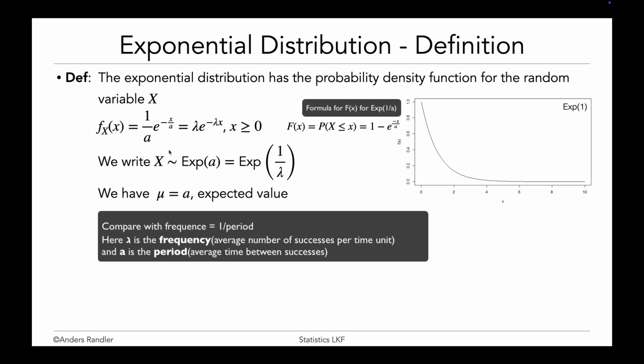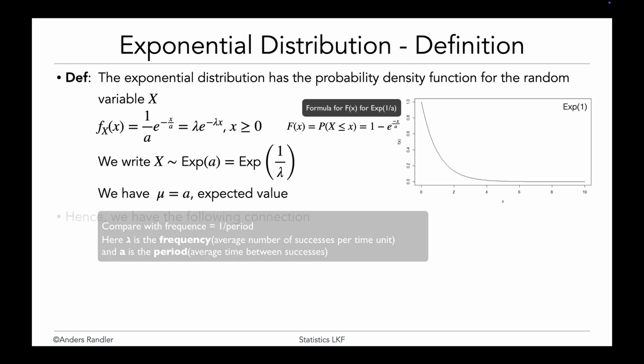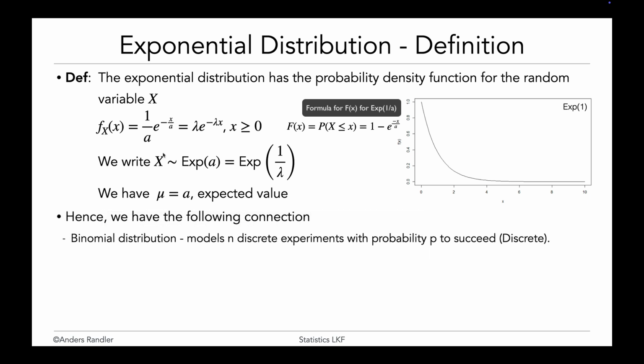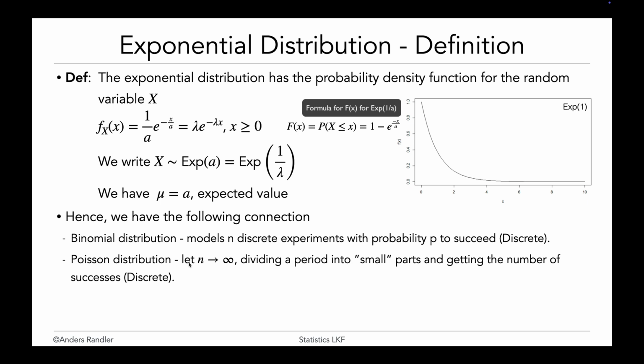The connection might feel a bit hazy, but it's kind of based on the binomial distribution anyway. So we have the following connections. The binomial distribution models n discrete experiments with a probability of p to succeed. It's a discrete model. For the Poisson distribution, we can think that the number of trials tends to infinity, and you divide the period you're looking at into really, really small parts and get the number of successes. And when we do that, we get the Poisson formula.